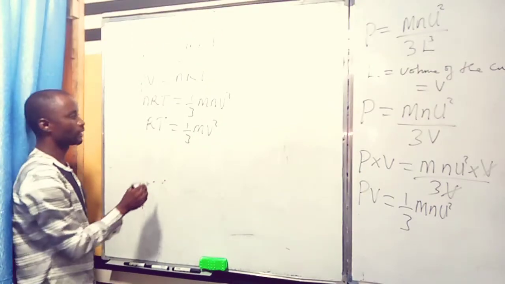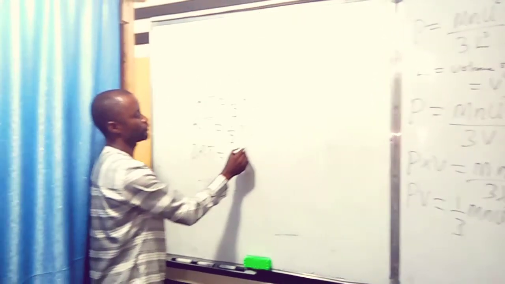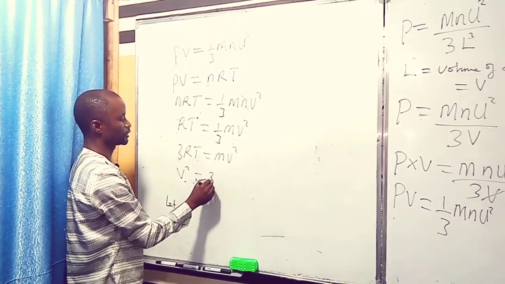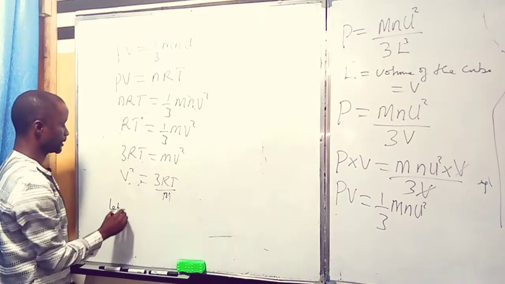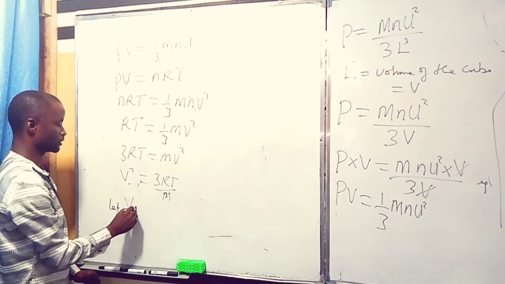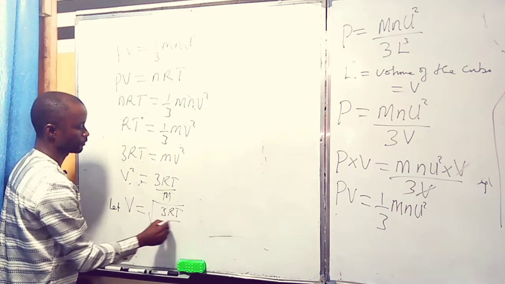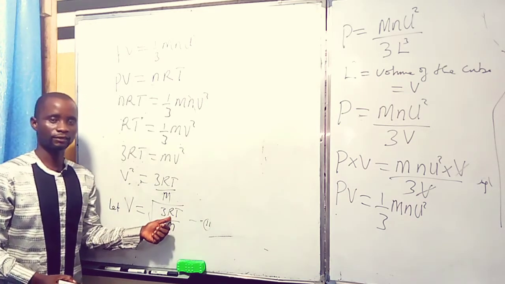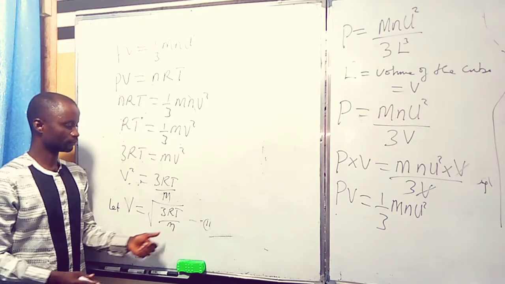Make it the subject of the formula. That will be 3RT is equal to m u square. Therefore, u square is equal to 3RT over m. At the end of the day, your root mean square velocity is equal to root what? Root 3RT all over m. That's equation 2, where R is the gas constant, T is the absolute temperature, and m is the mass of the gas.